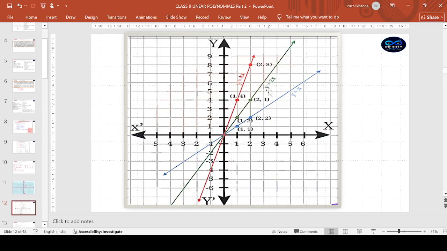What else do we observe? They are all positive slopes and there is linear growth in the graphs. Had there been y equals half x, it will go down.